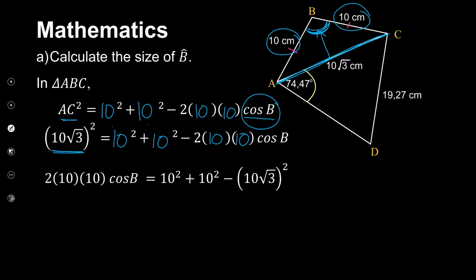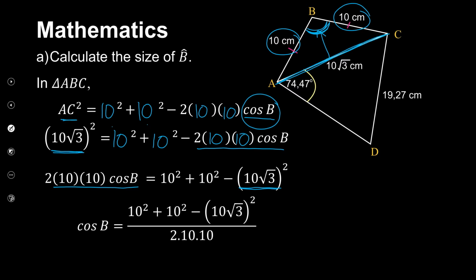Okay, let's just do some algebra quickly. We're going to bring the cos B onto the left-hand side, and we've taken this expression onto the right-hand side. Sorry about that. Okay, and now we're just going to divide by that, because we're looking for cos B. We want to isolate the cos B, so we divide by 2 times 10. Put this answer into our calculator, and we're going to end up with cos B equals minus 0,5.